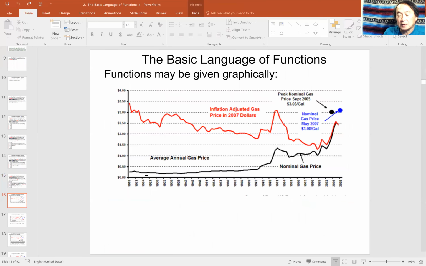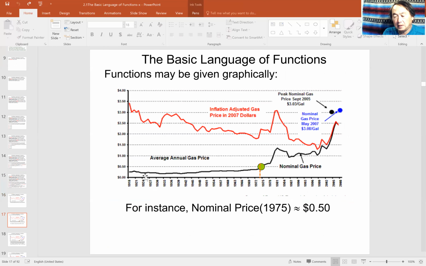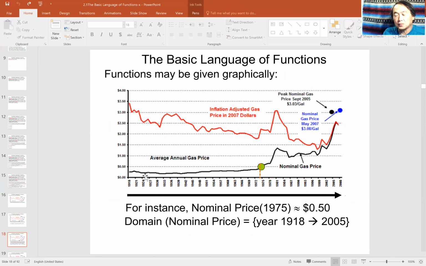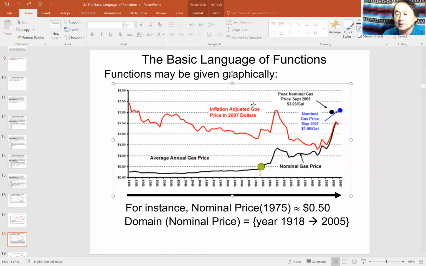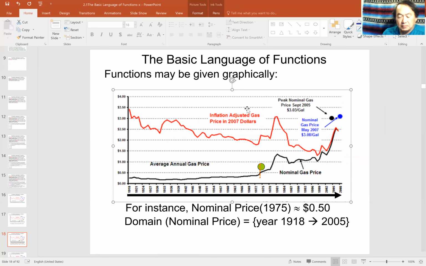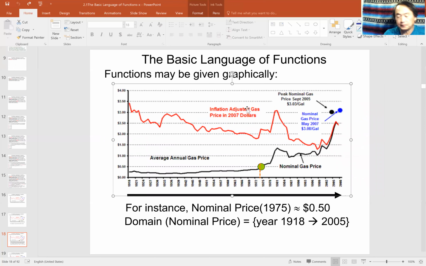The other way to express functions is as pictures, as graphs. I'll let you read through these. You can pick out where the domain is, what the inputs are, and what the outputs are. There are two different functions here. One is the average gas price, and one is the inflation adjusted gas price.